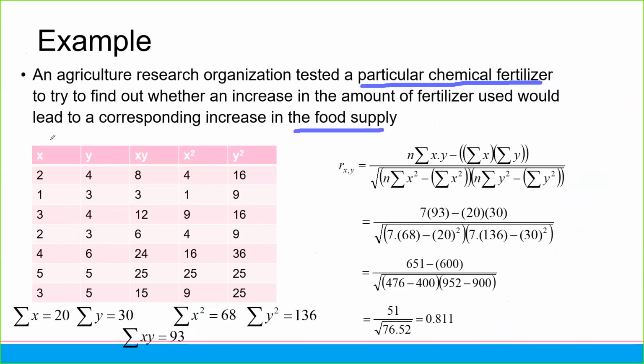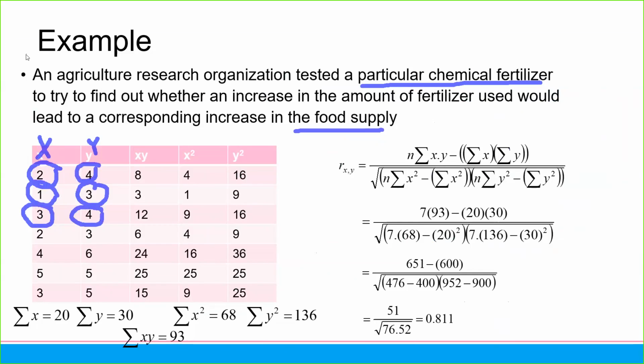Now they have the data. X is the amount of fertilizer. Y is the amount of food supply. When they put 2 units of fertilizer, the food supply is 4 units. When they put 1 unit of fertilizer, the food supply is 3 units of production. Then when they put 3 units of chemical fertilizer, the food supply is 4 units in the production. Okay. Now, is there any correlation between the fertilizer and the food supply?